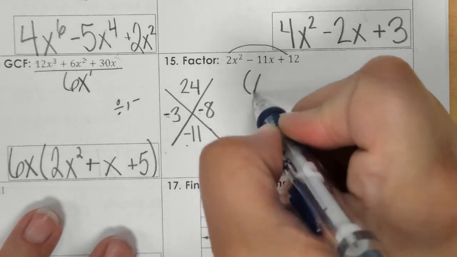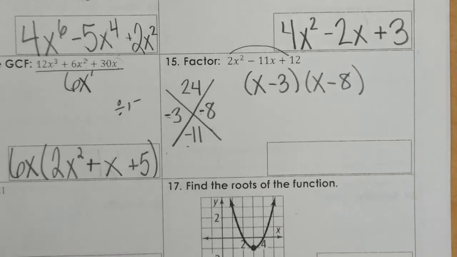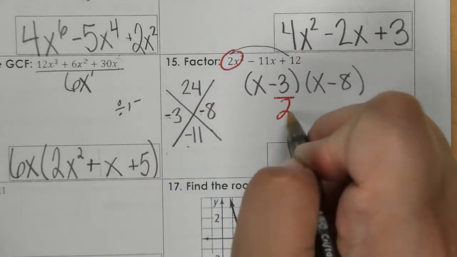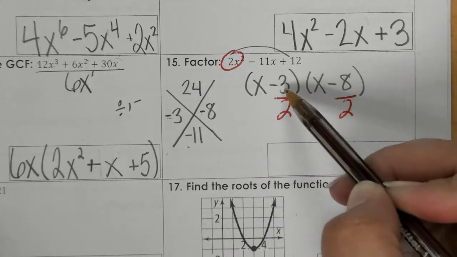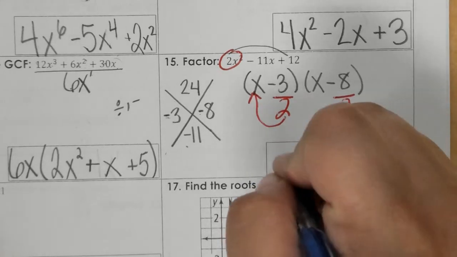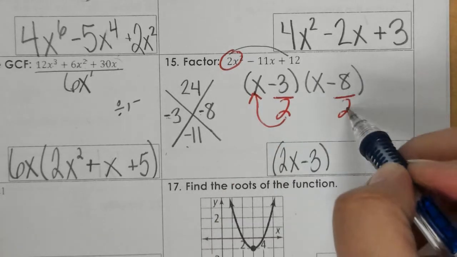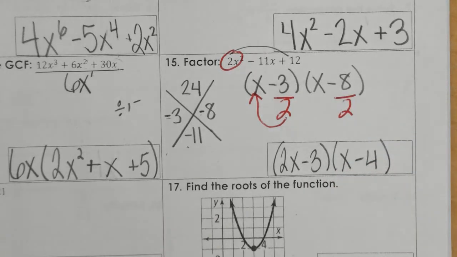So I go ahead and I write it in factored form. I see that my first number is a 2, and I'm dividing by that 2. This, however, cannot divide evenly. So I would bring the bottom number up. And that would be 2x minus 3. Here I'm dividing by 2, and I have x minus 4. And that is my factored form using bottoms up.